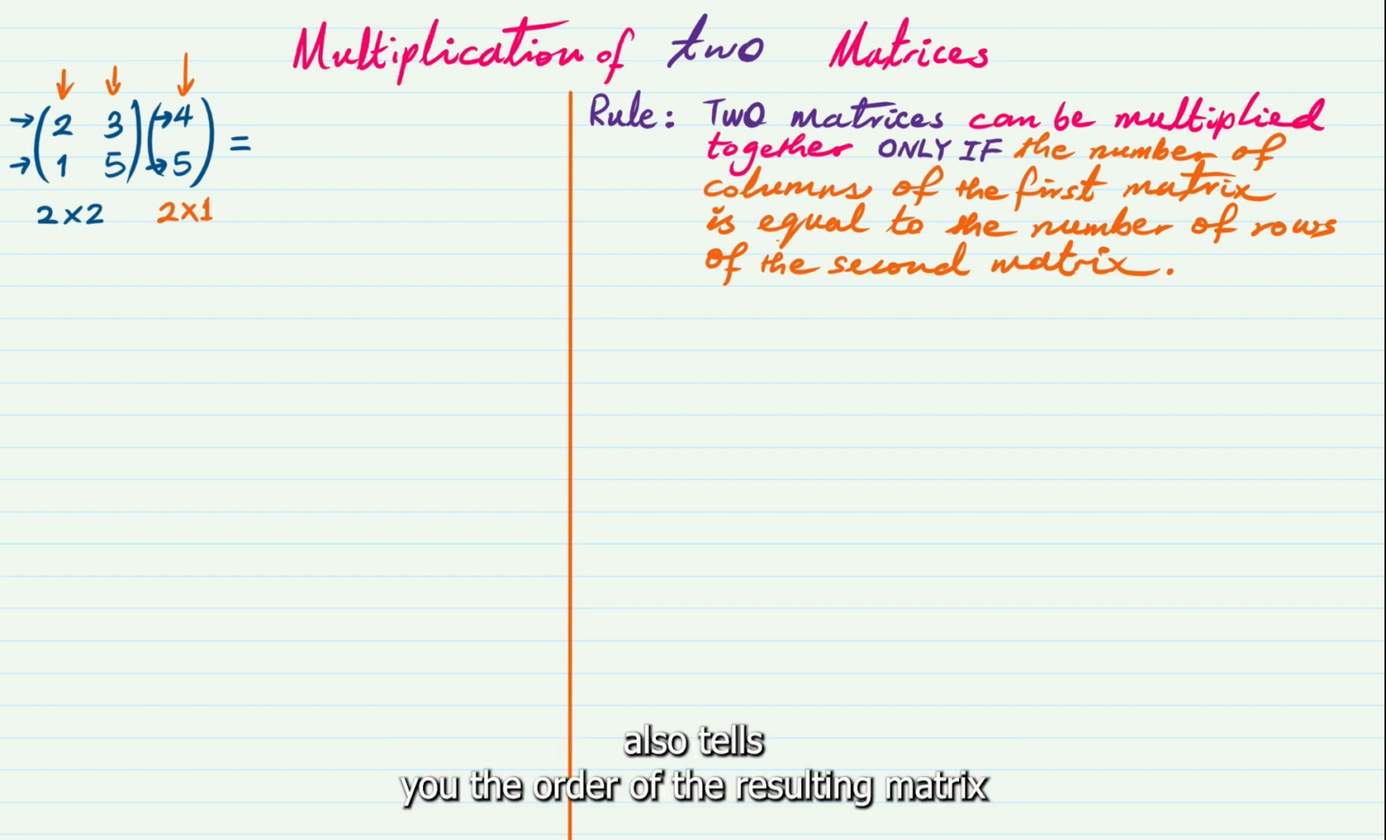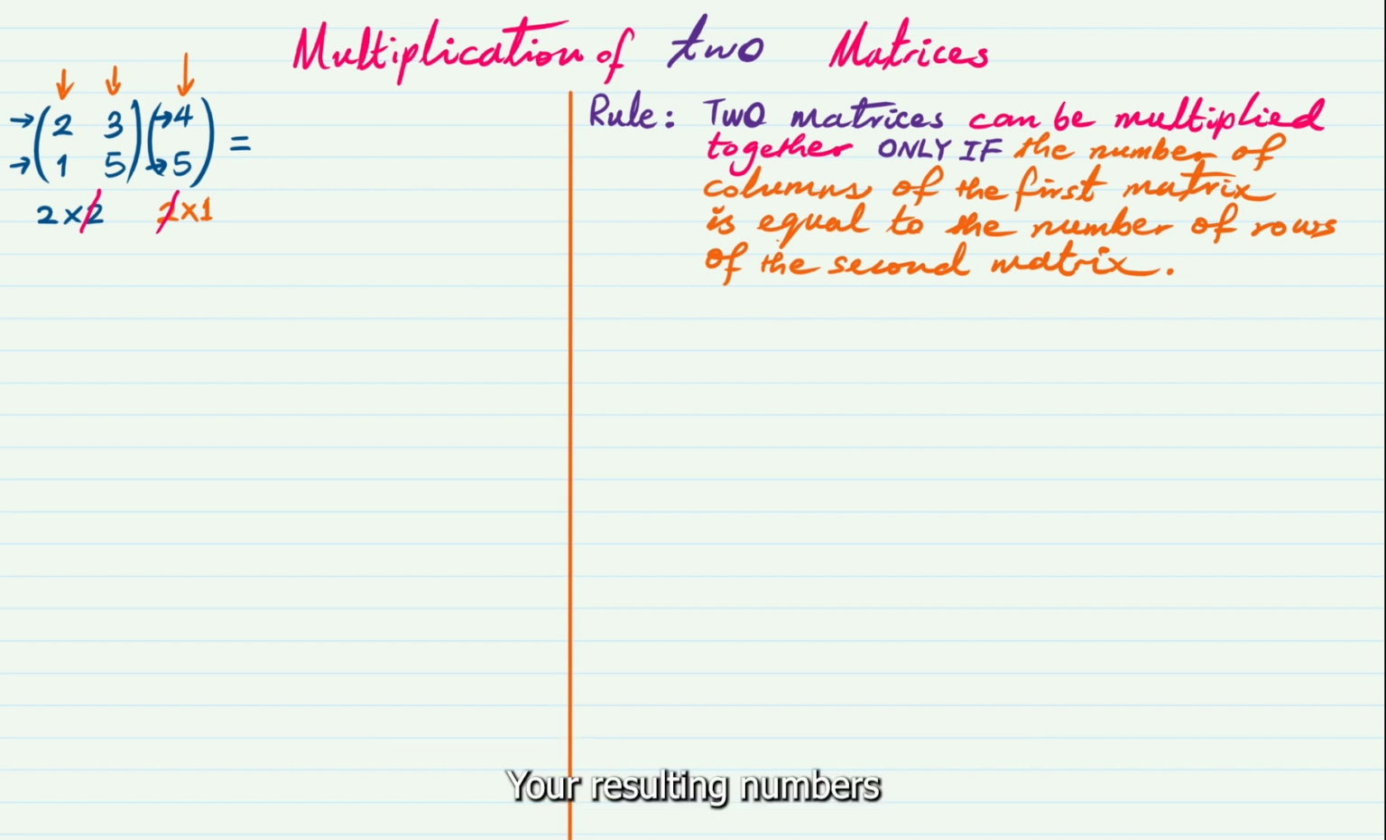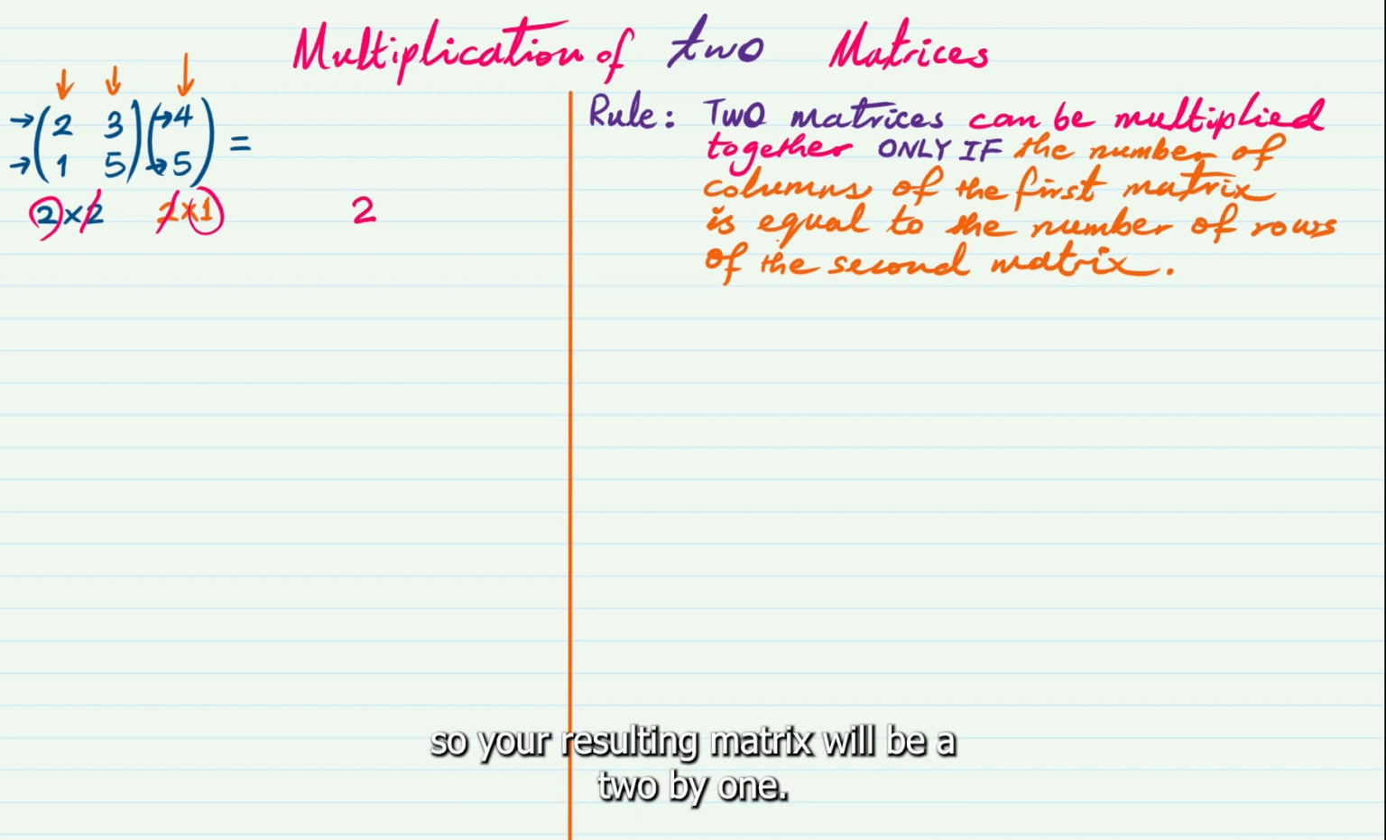Secondly, it also tells you the order of the resulting matrix. Just pick the number of columns of the first and take it out, as well as the number of rows of the second. Your resulting numbers will form the order of your resulting matrix. So your resulting matrix will be a 2 by 1.